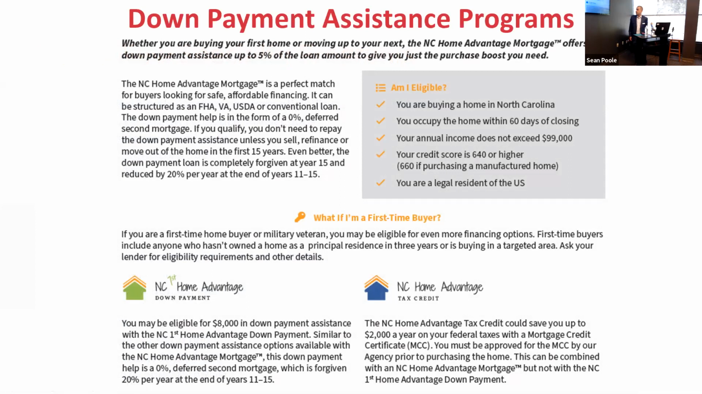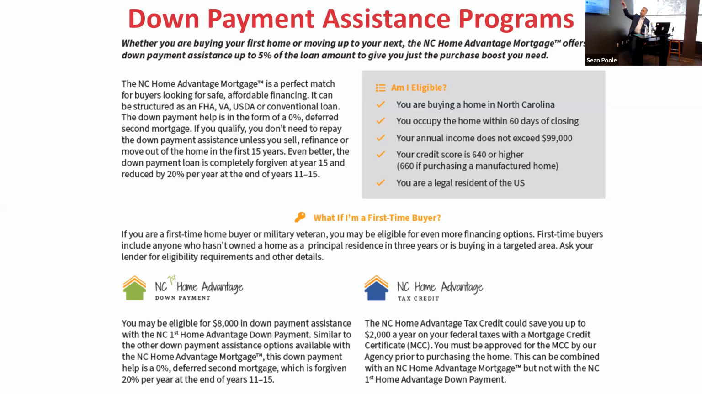Down payment assistance programs. We do those through North Carolina Housing, like most other lenders. And there's different types of down payment assistance programs. I didn't go too in depth with these, but there's an NC Home Advantage versus an NC First Home Advantage. And then there's an NC Home Advantage Tax Credit, which most people know as the MCC. They call it NC Home Advantage Tax Credit now.